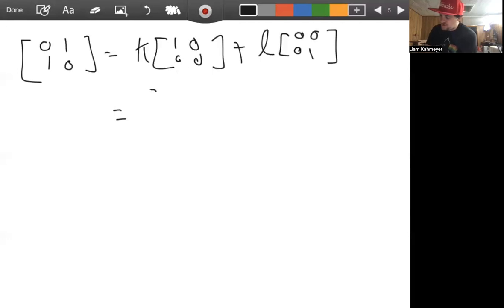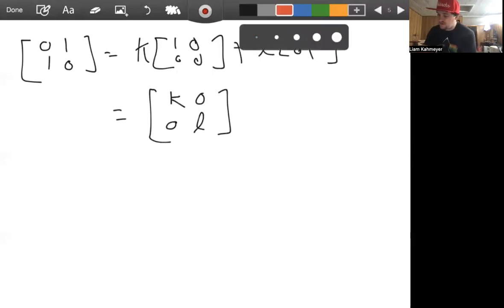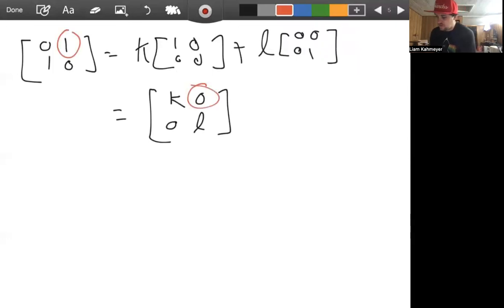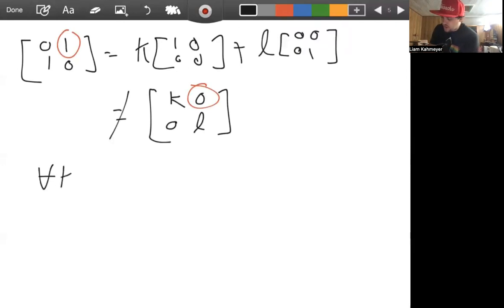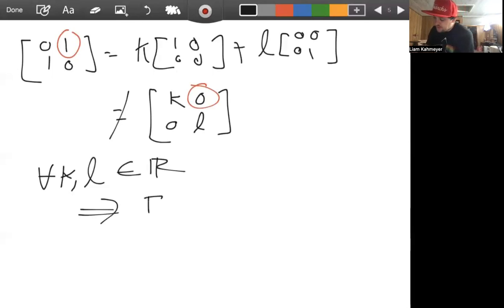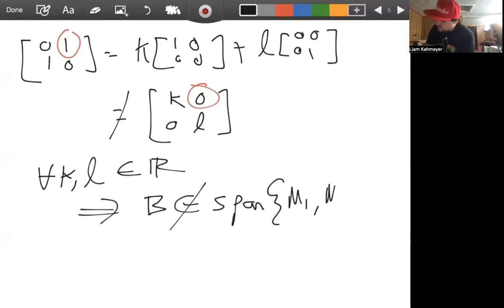We go through the same process here, and you would get K, 0, 0, L. And now this can never hold, right? Because for two matrices to be equivalent, every entry has to be equivalent. And we have here, for the anti-diagonal, that 0 equals 1, right? This is an inequality for all K and L in R, which implies that B is not in the span of M1, M2, right? So there's an example in the vector space of 2 by 2 matrices.